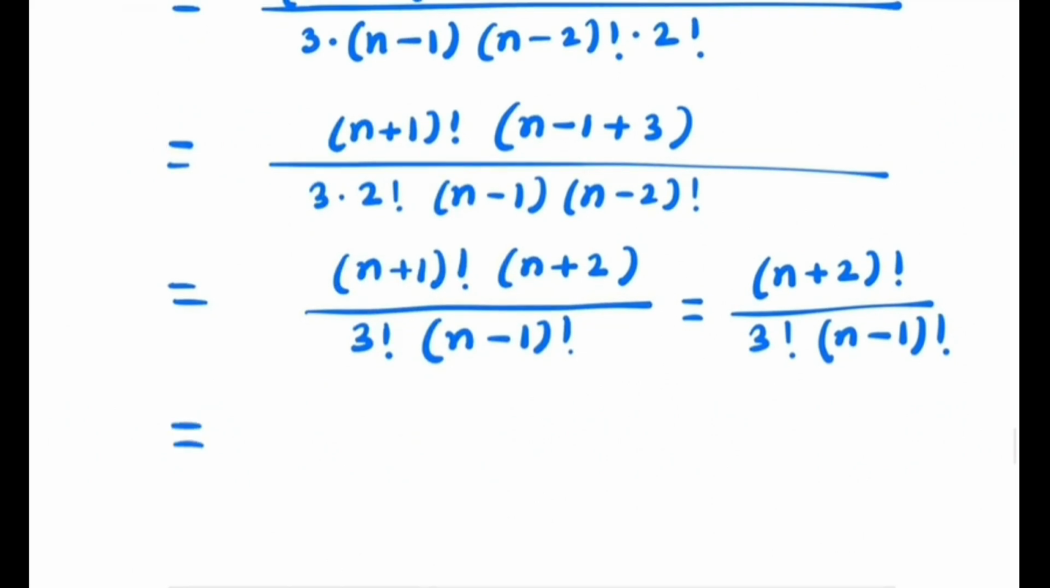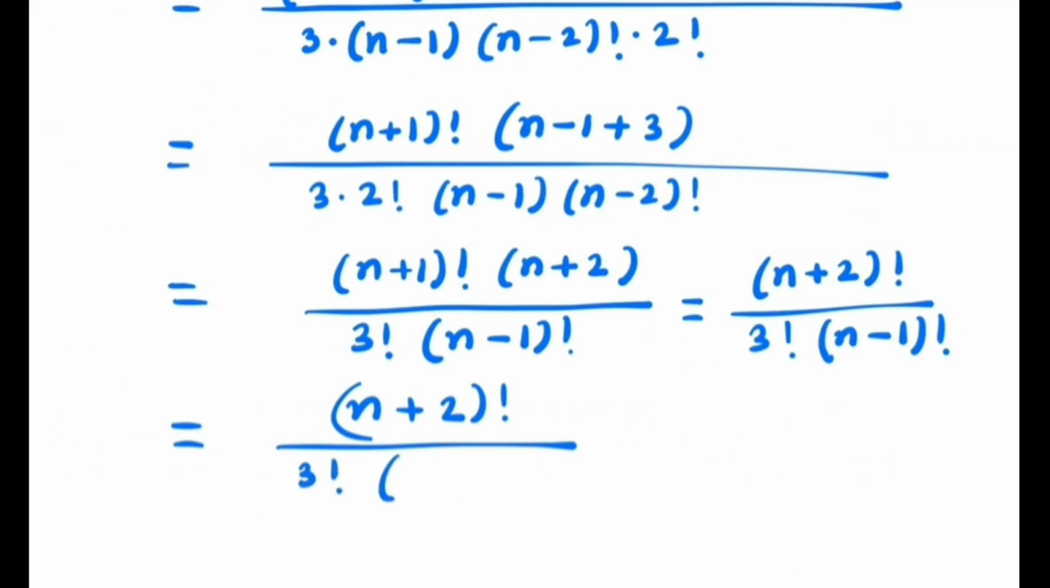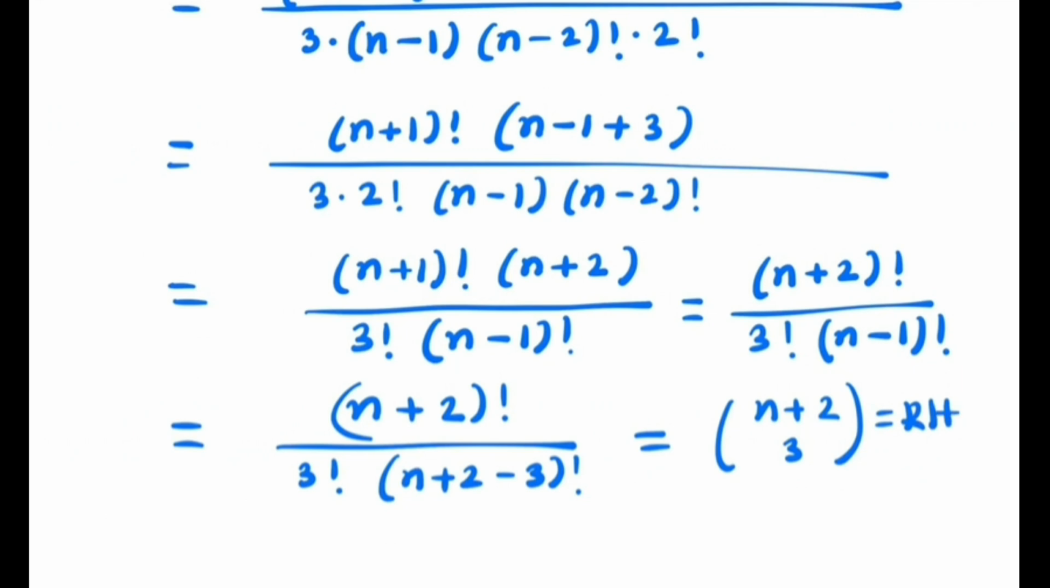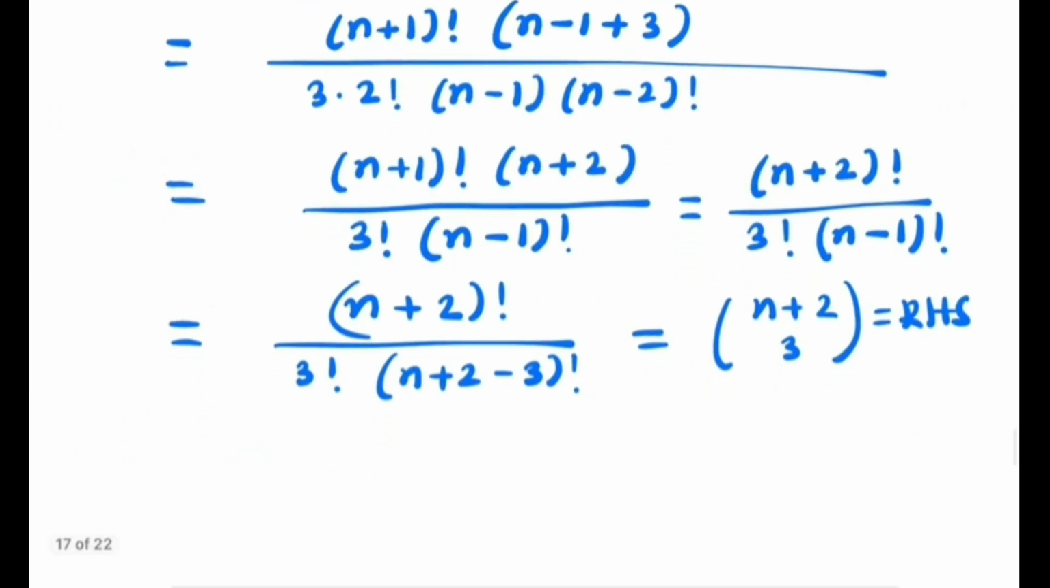And in the numerator, n plus 1 factorial into n plus 2 is equal to n plus 2 factorial. So we have n plus 2 factorial by 3 factorial into n minus 1 factorial. Okay, so then we can rewrite it as n plus 2 factorial by 3 factorial into, so n minus 1 we can write it as n plus 2 minus 3. So it is nothing but n plus 2 choose 3, which is the RHS of P of n plus 1. So exactly we get P of n plus 1 is true.